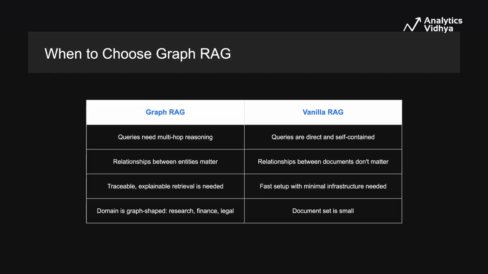So, let me close with honest guidance on when to actually use Graph RAG. Choose Graph RAG when your queries need multi-hop reasoning, when relationships between entities matter to the answer, when you need traceable and explainable retrieval, or when your domain is naturally graph-shaped, like research, finance, or legal. Stick with vanilla RAG when your queries are direct and self-contained, when relationships between documents simply don't matter, when you need fast setup with minimal infrastructure, or when your document set is small. Graph RAG adds real power but also real overhead. Use it when the complexity of your queries justifies that cost.